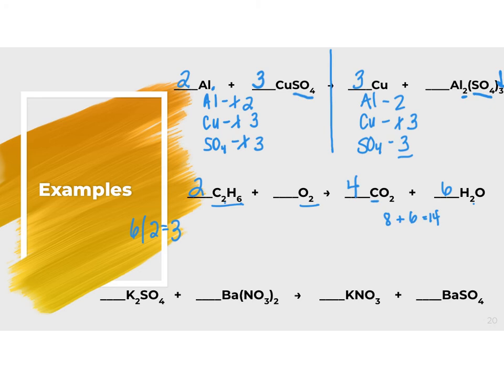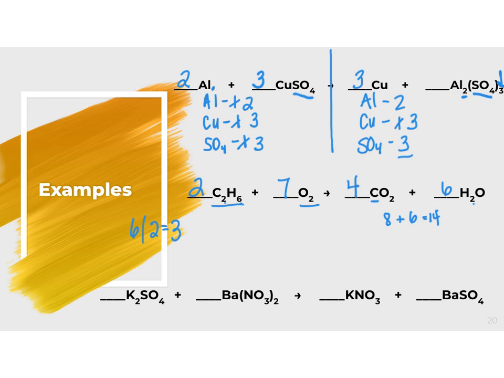which is divisible by 2, so it's going to make my reactants pretty easy to determine how many oxygen molecules I need. So 14 I need. I have 2 on the reactant side already, so I have to multiply this by 7 in order to get to 14 oxygens. All right, the last example, again, we're going to look at my polyatomic ions.